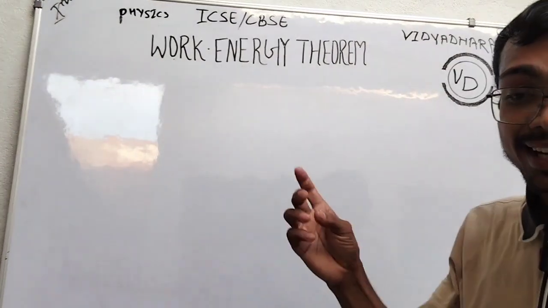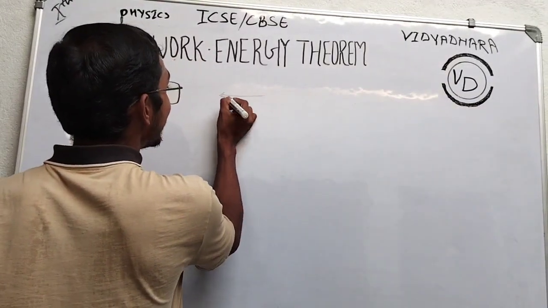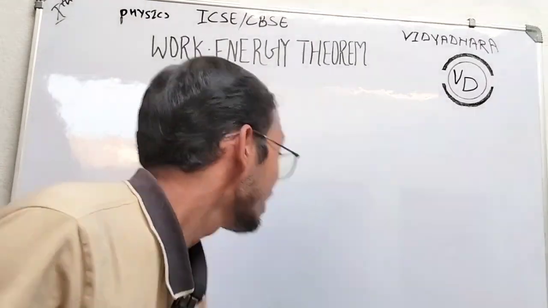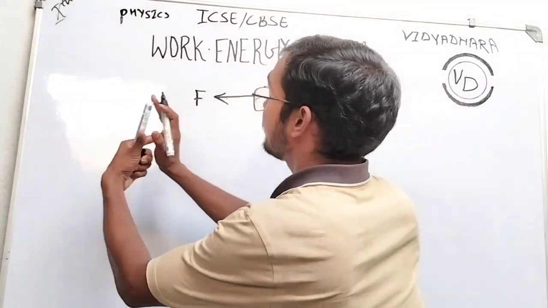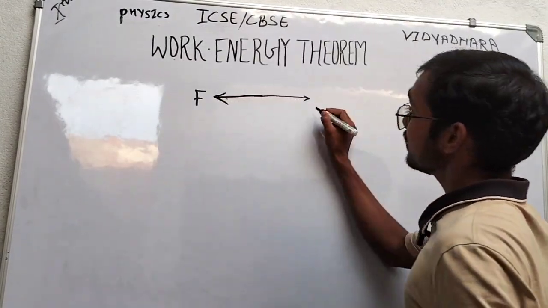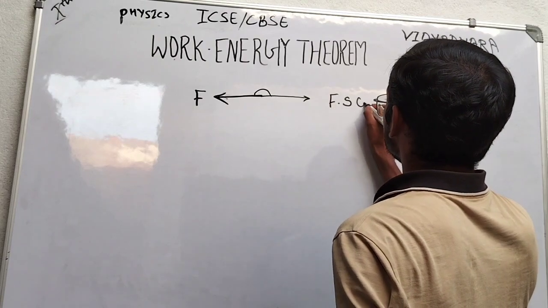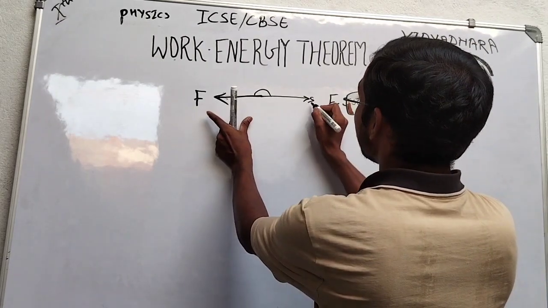What is the angle between them? Force is in this direction. I applied it and the ball displaced in this direction. So what is there? F S cos theta. Theta is the angle between force and displacement.